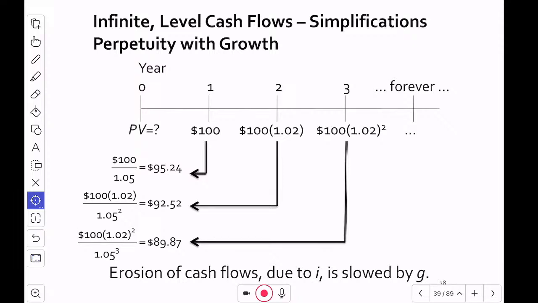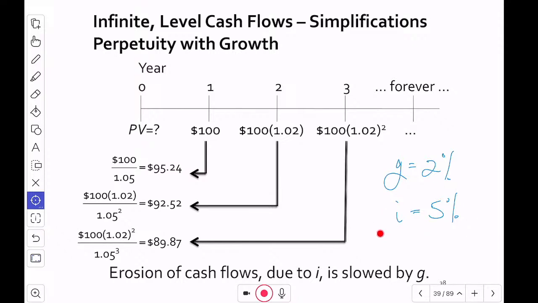So how will we work this? We're going to call it G. G for us is the 2%. I for us is 5%. All right, so have it clear that there are two rates here, but don't get confused.